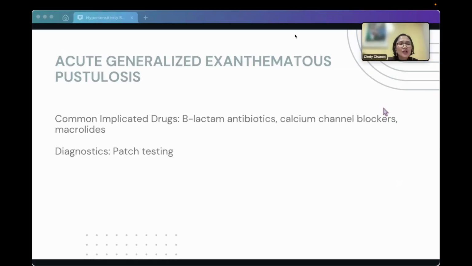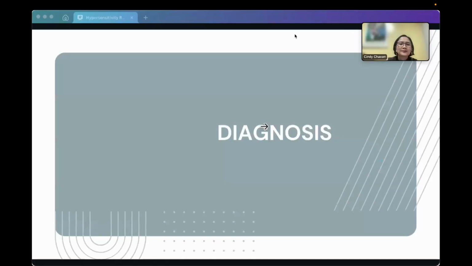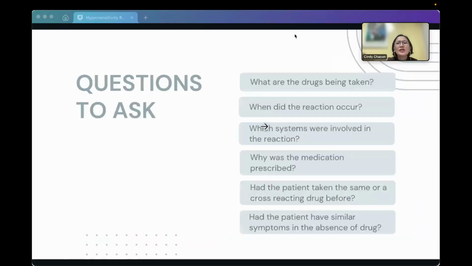Commonly implicated drugs for AGEP include your beta-lactam antibiotics, your calcium channel blockers, macrolides, and other inciting agents like your radiocontrast media and your dialysates. Patch testing with the responsible drug may often result in a localized pustular eruption. So in order to diagnose adverse drug reactions, a thorough history is essential.